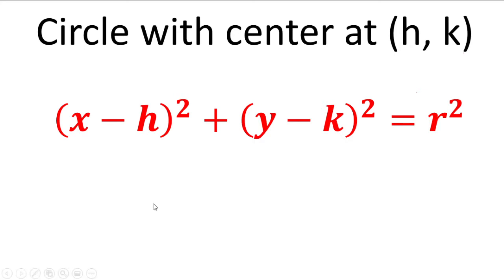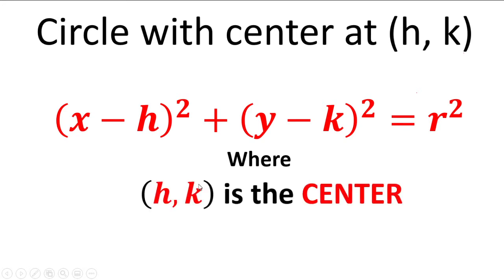We have (x minus h) quantity squared plus (y minus k) quantity squared is equal to r squared, where h and k is the center of the circle. This h here is located along the x-axis. So yung h natin yung tinatawag nating x-coordinate. And then yung k natin dito is located along the y-axis, in which it indicates our y-coordinate.